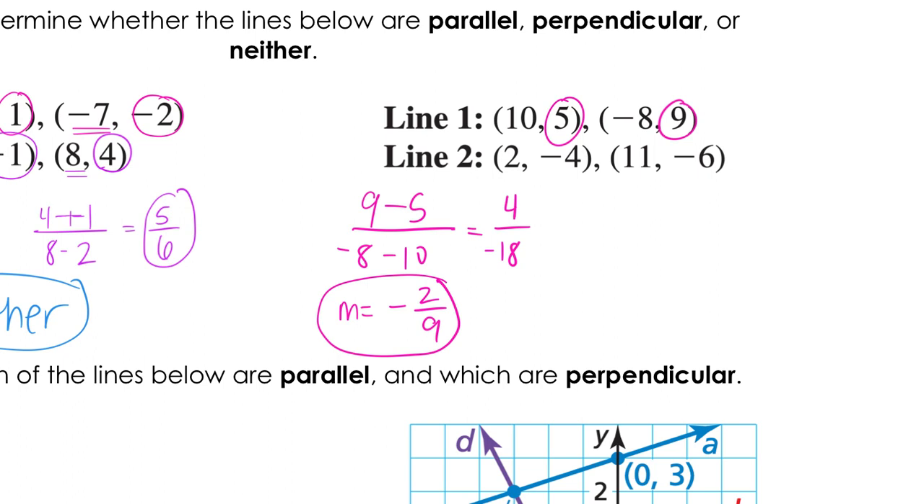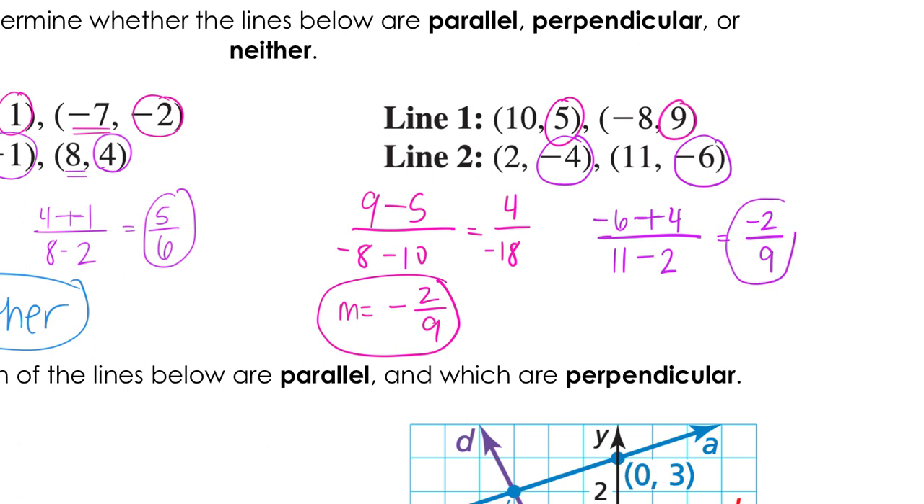And then let's go ahead and do line 2. So line 2, we have negative 6 and negative 4. So negative 6 minus negative 4 over 11 minus 2. And then this turns into a plus on top. Negative 6 plus 4 is negative 2. And then 11 minus 2 is 9. So this line also has a slope of negative 2 over 9. And as you can see, these are exactly the same. So since they're the same, that means that the lines are parallel.